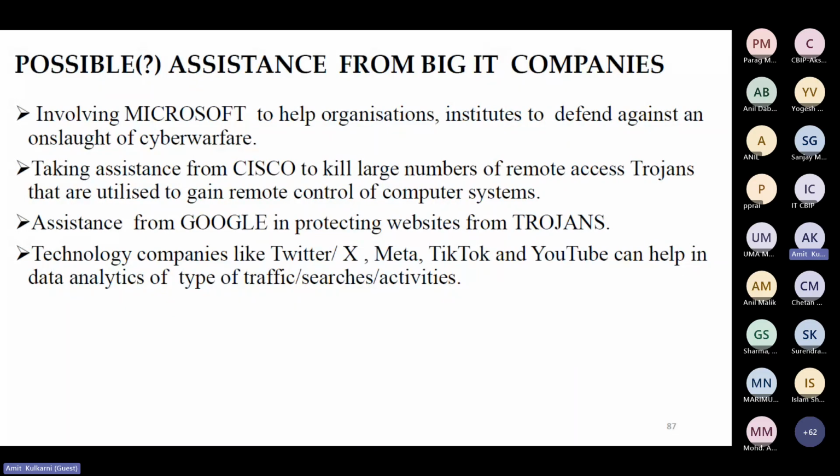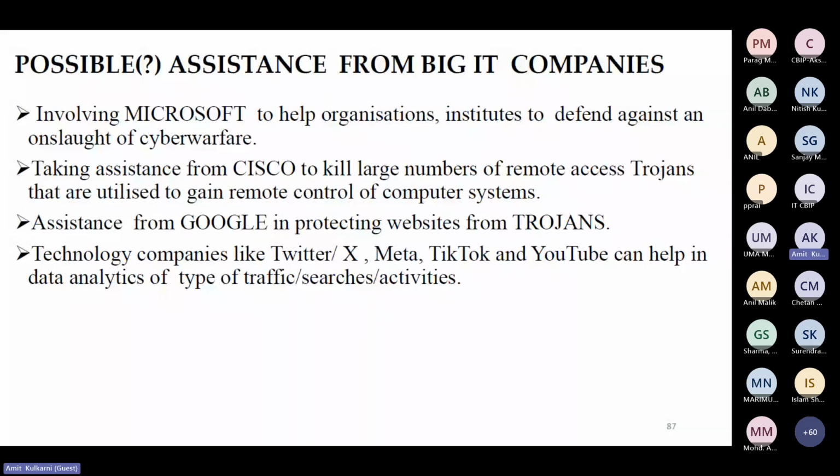So we can take help of a company like Cisco to kill the large number of remote access trojans which are gaining control of computer systems. Google can help us protect websites from viruses, malware, etc. Similarly, companies like Twitter, that is X, Meta, TikTok and YouTube can help us through their huge data, or big data, and data analytics tools to monitor and take action on malicious activities.